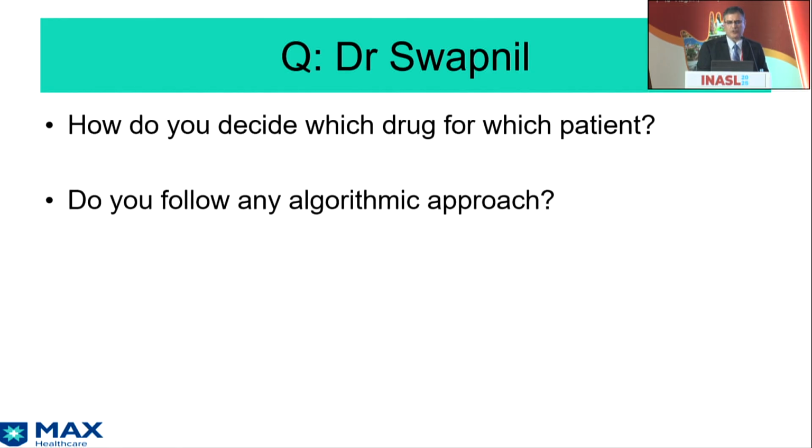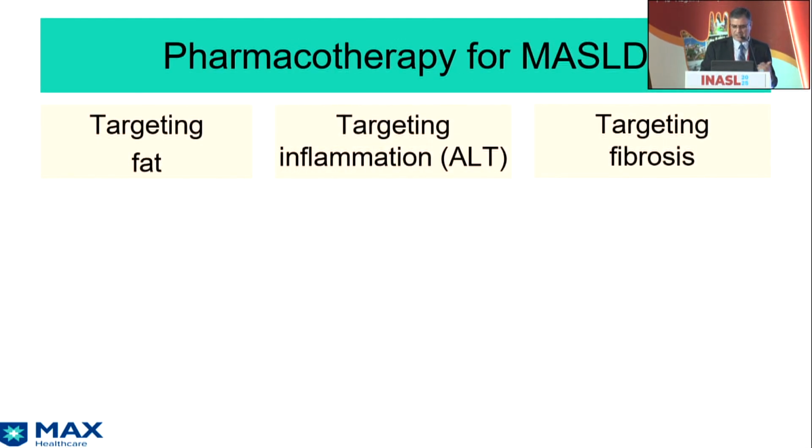So coming to pharmacotherapy, the ones which are available in India, since we are talking about a real life case in India, how do you decide, Dr. Swapnil, which drug for which patient? Do you follow any algorithmic approach? Because we have a number of drugs now which target various factors in MASLD like fat, inflammation, and fibrosis.